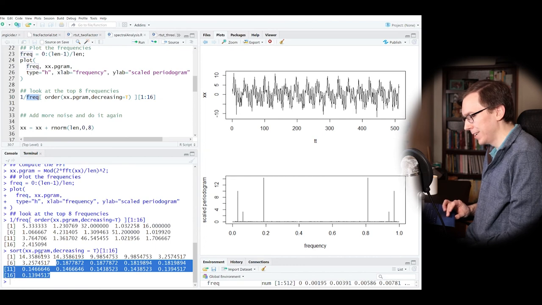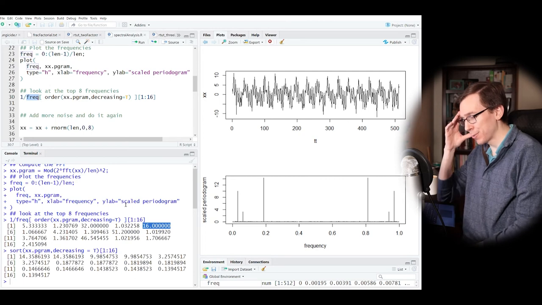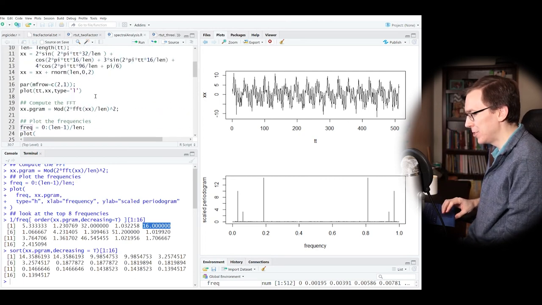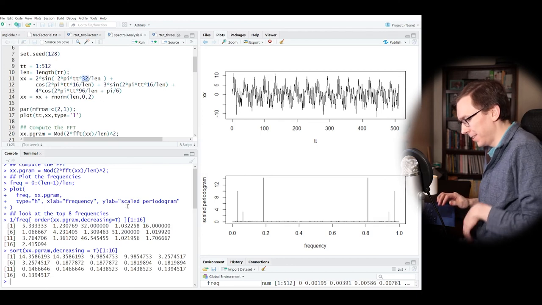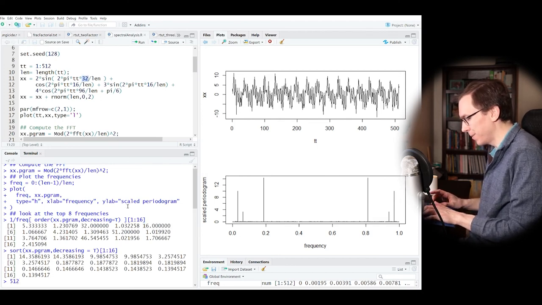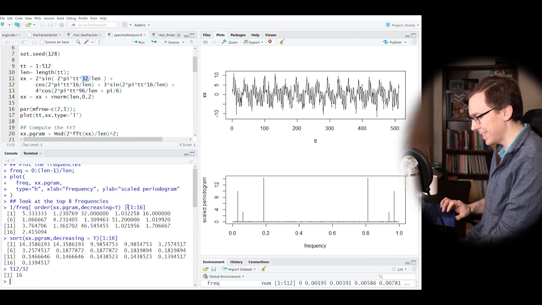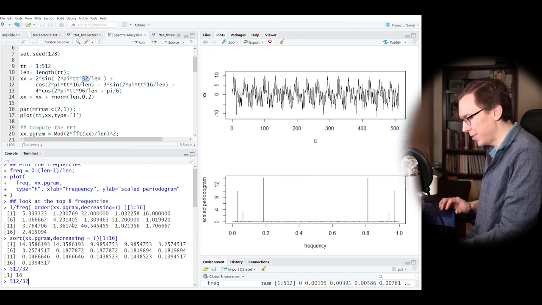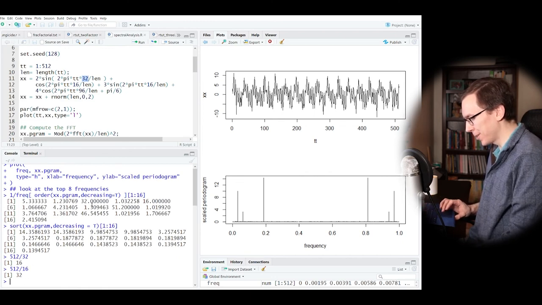The top three are 5 1/3, 32, and 16. So then the question is, what are those numbers? If we go back to how we generated our periodic process, I have 32 divided by 512. Let me invert that: if I take 512 and divide by 32, I get a cycle of length 16. Well, that one's here. And if I take 32 and divide by 16, I get a cycle length of 32. That one's also here.